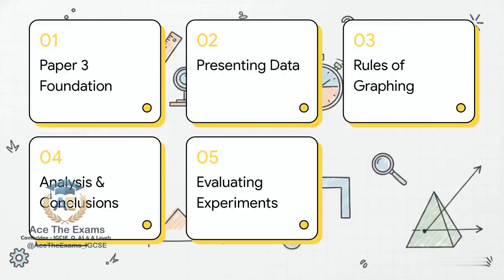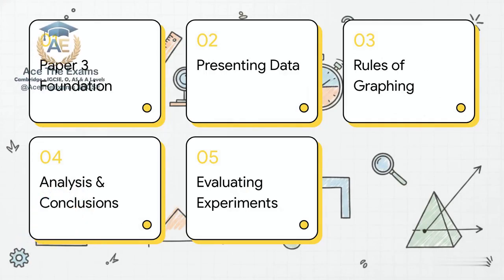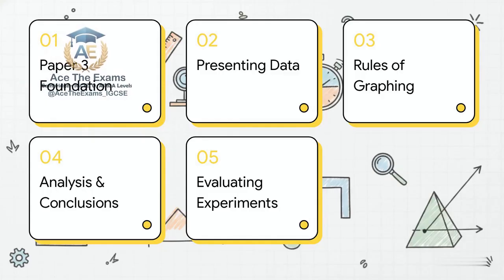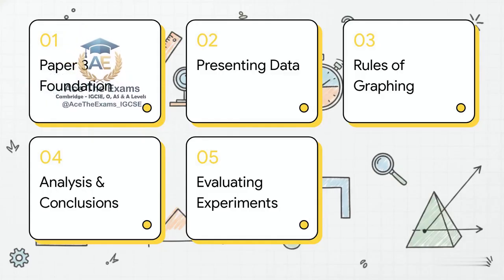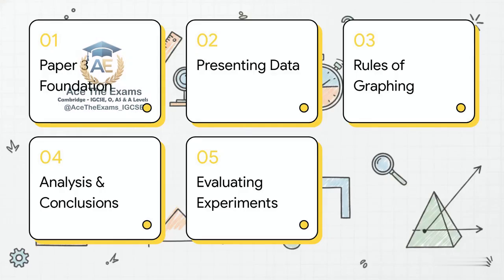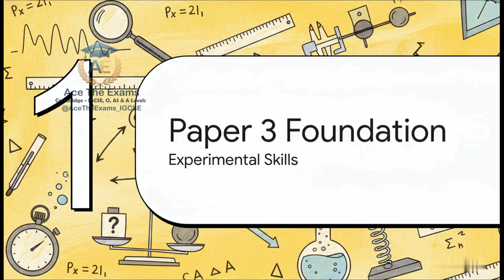So here is our roadmap for this session. We're going to track the complete life cycle of a physics experiment. We'll start from the very foundation, setting things up, then we'll move into the strict rules for presenting your data, followed by the highly scrutinized rules of graphing. After that, we'll extract the actual physics through analysis, and finally, we'll tackle the hardest part for most students, critically evaluating your own experiment. Okay, let's dive right in.